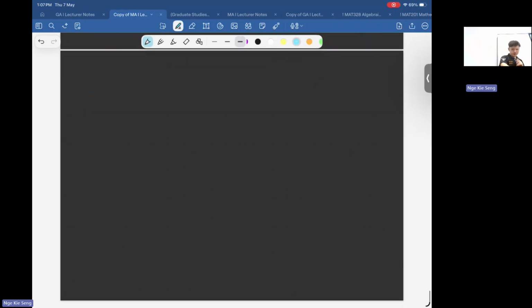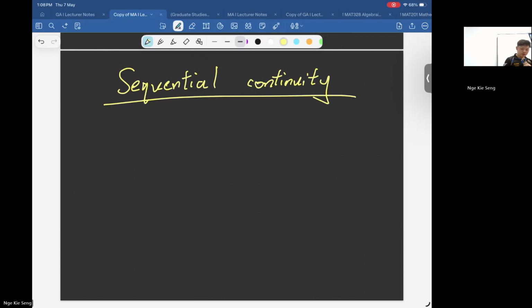Okay, let's continue with sequential continuity. Maybe in calculus 1, you saw continuity with epsilon delta before. So later we will show equivalences between these two. But we're going to start with sequential continuity so that we will link the limit of the sequence to the limit of your function.